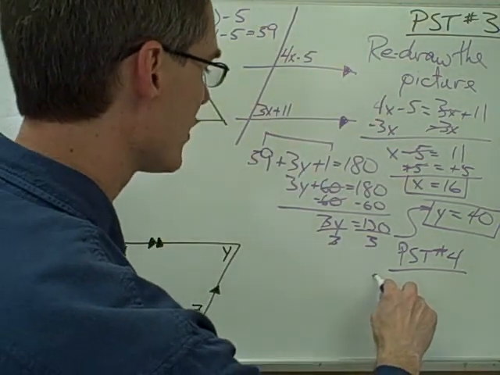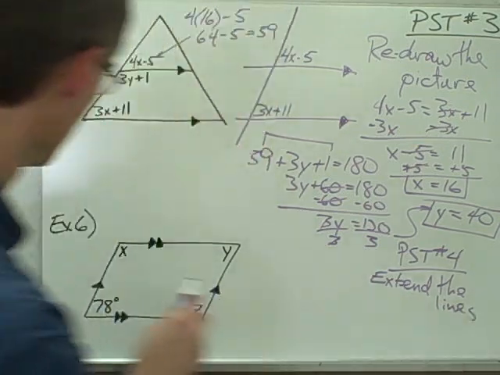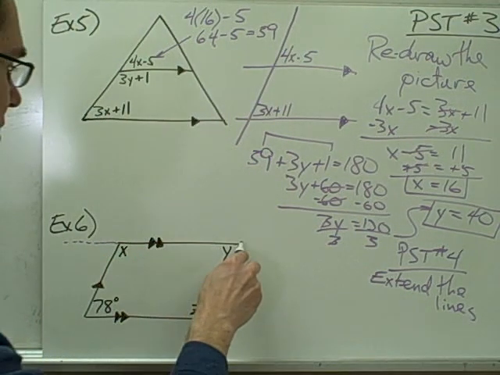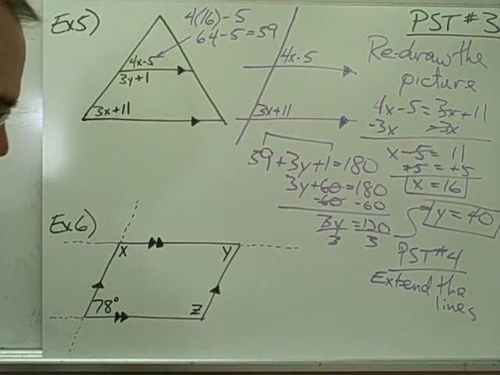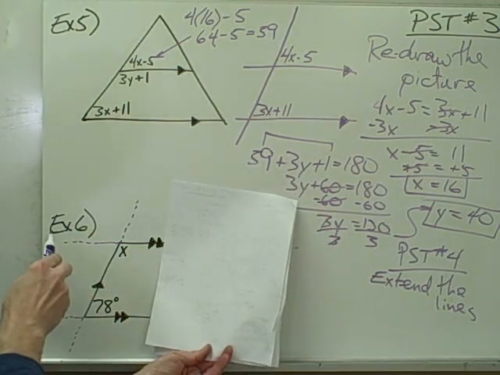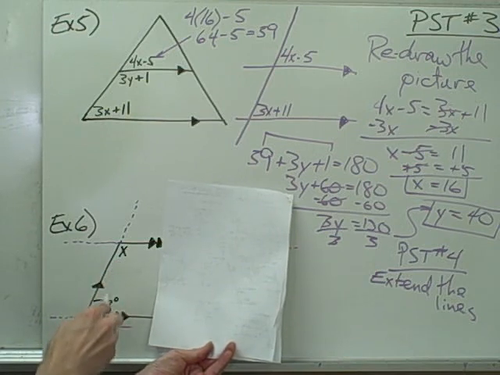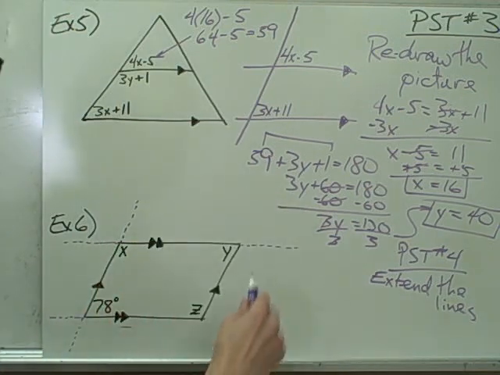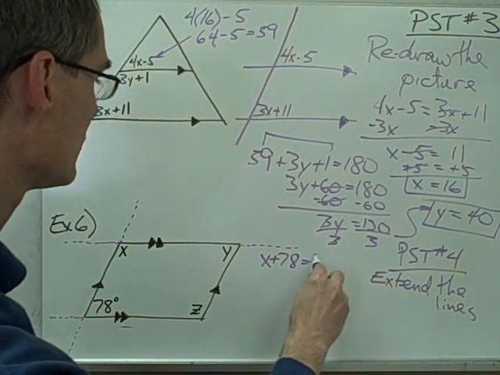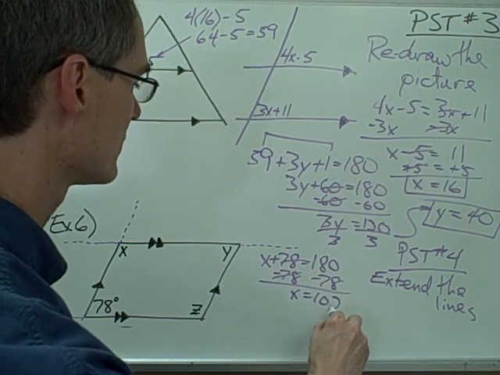In fact, instead of actually redrawing that picture, I'm just going to extend the lines. So if I just extend out these parallel lines, in fact, let me start with just this part over here. Let me cover up this part that I don't need. And notice, here I've got two parallel lines cut by a transversal, and these two angles are same side interior angles. And I know that if two parallel lines are cut by a transversal, same side interior angles are supplementary. So I can say x plus 78 equals 180, subtract 78 from each side, and I get x equals 102.